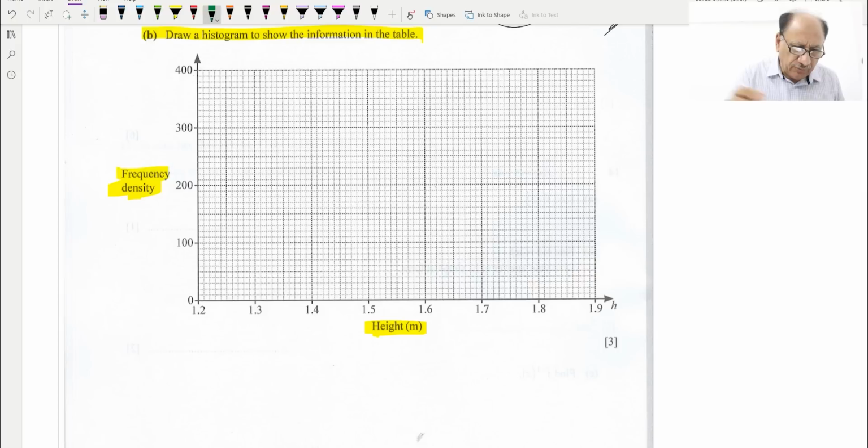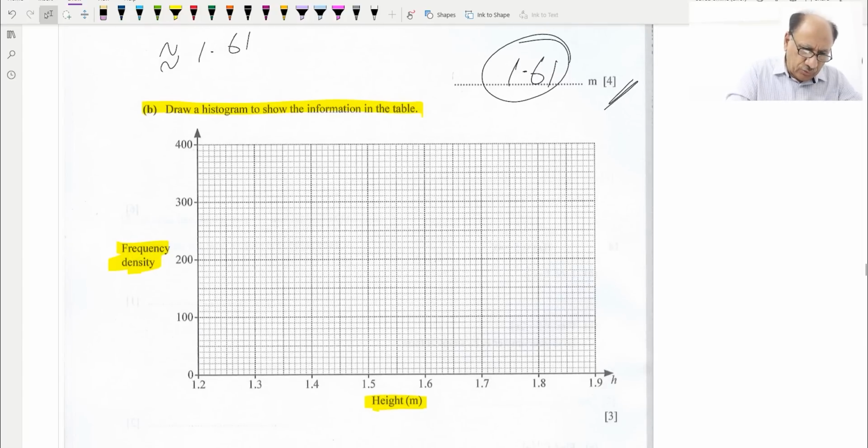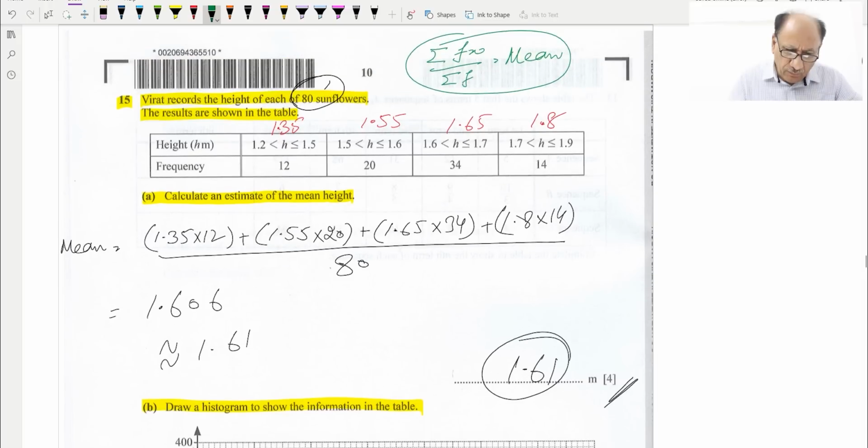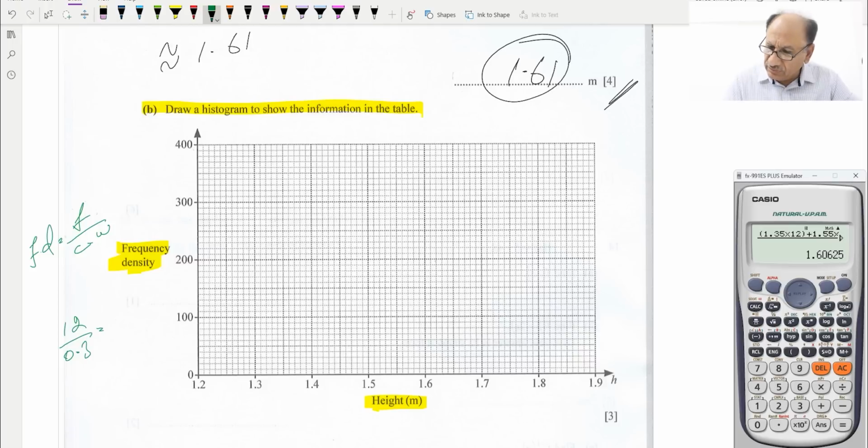So how will we calculate frequency density? For example, for the first one, we will take 12 divided by the class width. The formula is frequency density equals frequency over class width. So 12 over class width: 1.5 minus 1.2 will be 0.3, and this will be the frequency density we calculate. This is 12 over 0.3, and this gives us 40.